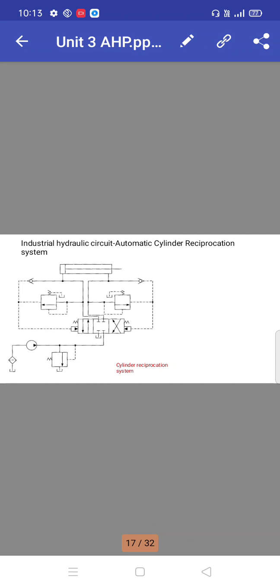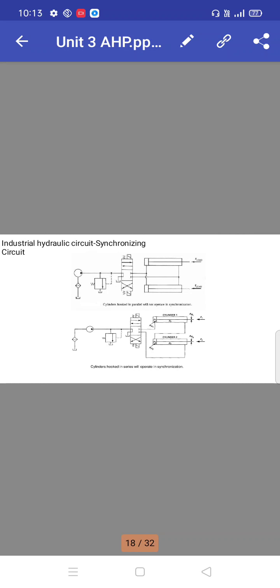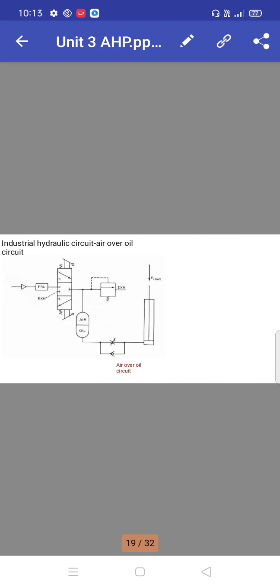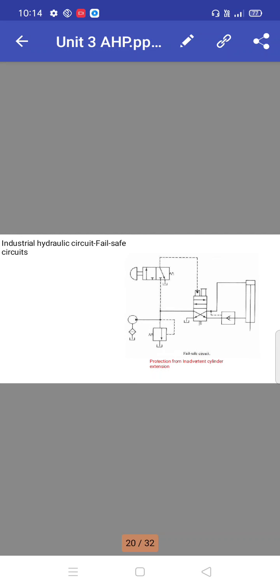This is the hydraulic circuit, automatic cylinder reciprocation system. This is the last. Then hydraulic circuit, synchronizing circuit. So this is the air over oil circuit. This is the industrial hydraulic circuit.